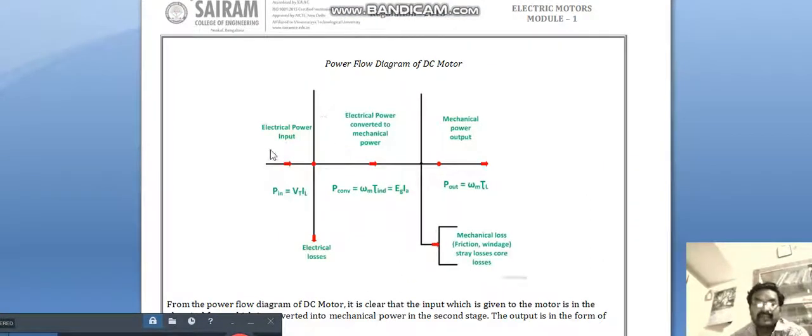From this diagram, the electrical power input P in is equal to VT IL. Electrical power is converted to mechanical power here, and mechanical power is what we get as the output. And here are the electrical losses, copper loss and iron loss. Here the mechanical losses, friction and windage, stray losses and core losses are present.